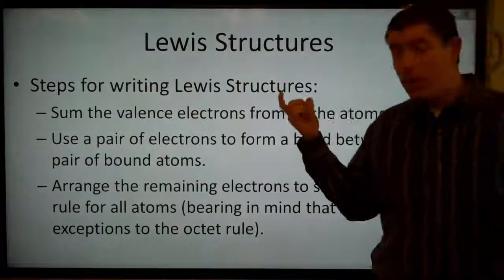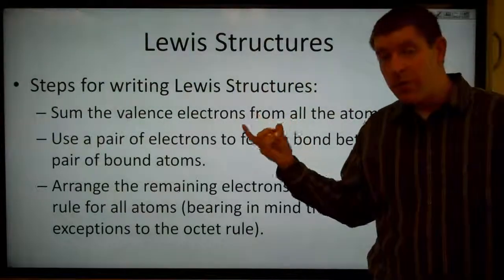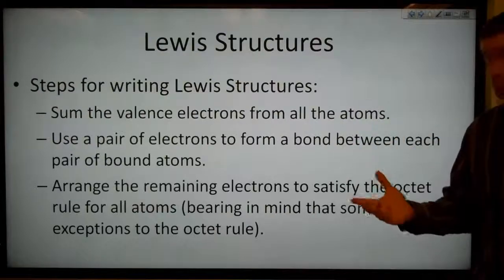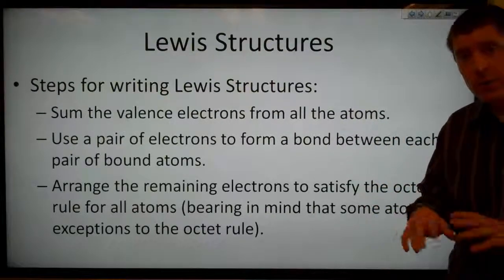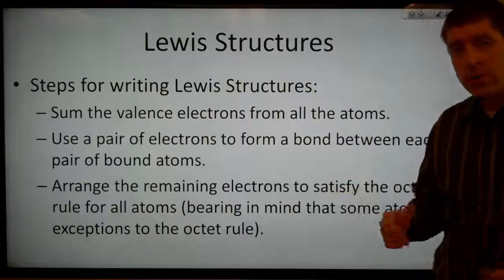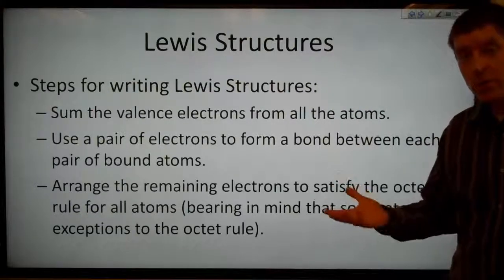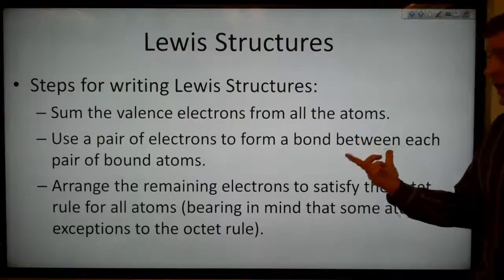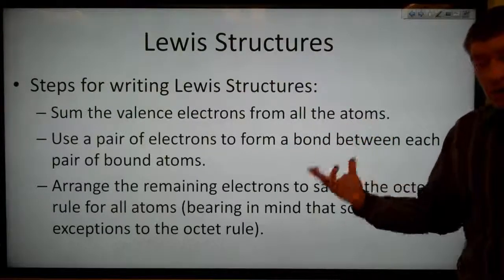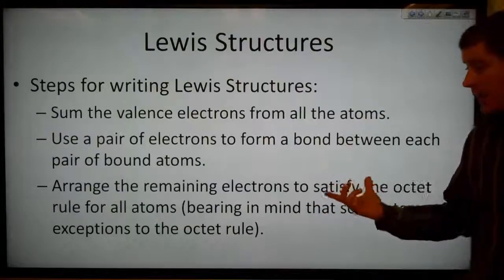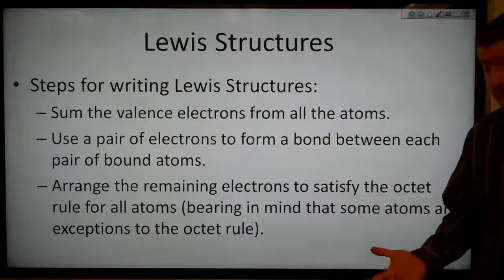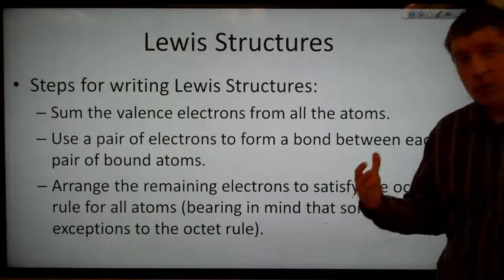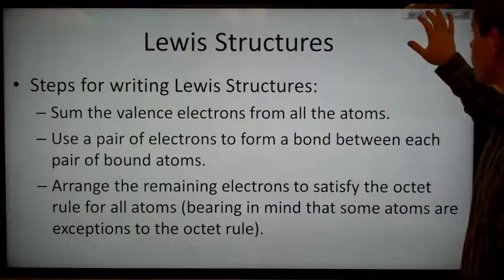Now, to write a Lewis structure, first we need to figure out how many valence electrons there are. So first we sum the valence electrons from all of the atoms. We're not interested in the core electrons. We only care about the valence electrons, because those are the ones that are involved in chemical bonding. Those are the ones that we need to take into account. So then we use a pair of electrons to form a bond between each pair of bound atoms, and then arrange the remaining electrons to satisfy the octet rule for all of the atoms, bearing in mind that some of the atoms are exceptions to the octet rule that we'll talk about later in the video.